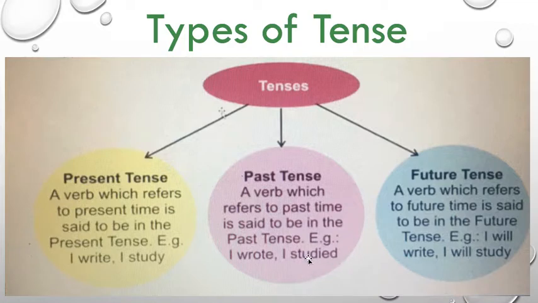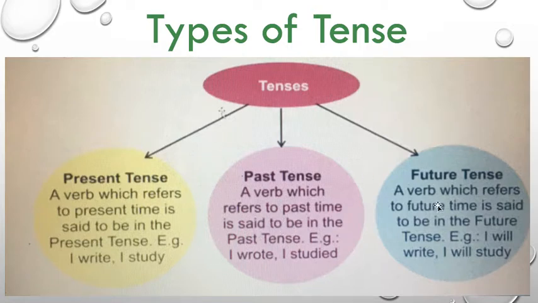Study, studied. Here, because y is at the end, we will drop y and write i instead of y and we will add ed to the word. And here one more example: I write, I wrote. Here we are not adding ed, so there is a difference between this example and that example. Why are both different? Because one is a regular verb and one is an irregular verb. We will discuss these regular and irregular verbs after explaining the types of tenses.